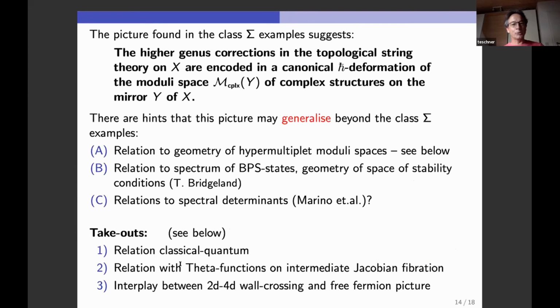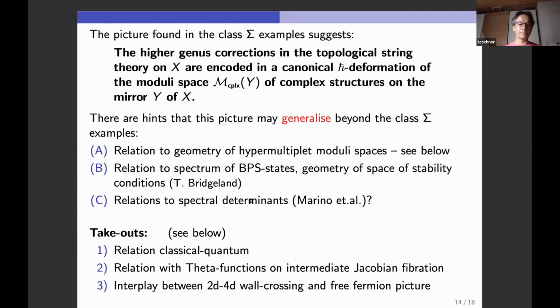But anyway, I want to conclude by saying that the high genus corrections in the topological string theory on X are encoded in a canonical H-bar deformation of the moduli space of complex structures on the mirror Y of X. And there are some hints that this picture may generalize beyond the class of examples. And I want to stress in particular, and maybe if I'm given one more minute, I can say a few more words about that. There is a very intriguing relation to the work of Alexandrov, Persson, and Pioline on the geometry of hypermultiplet moduli spaces. And furthermore, the relations I mentioned already to the program of Tom Bridgeland he is currently running.